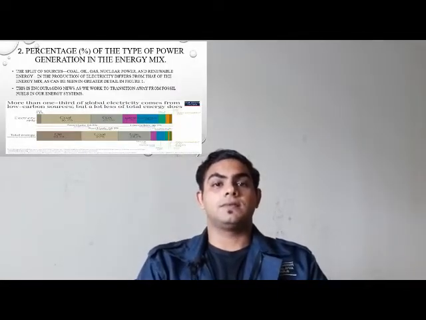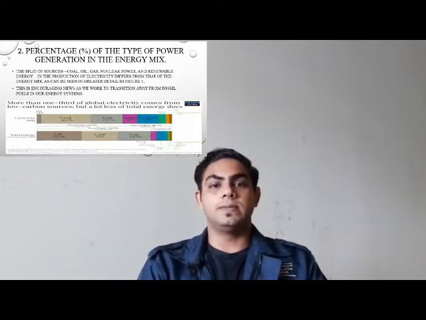Next content: percentage of the type of power generation in the energy mix. One of the 3 elements that make up total energy is electricity. The other 2 are heating and transportation. The split of sources, coal, oil, gas, nuclear power and renewable energy, in the production of electricity differs from that of the energy mix, as can be seen in greater detail in figure 1.